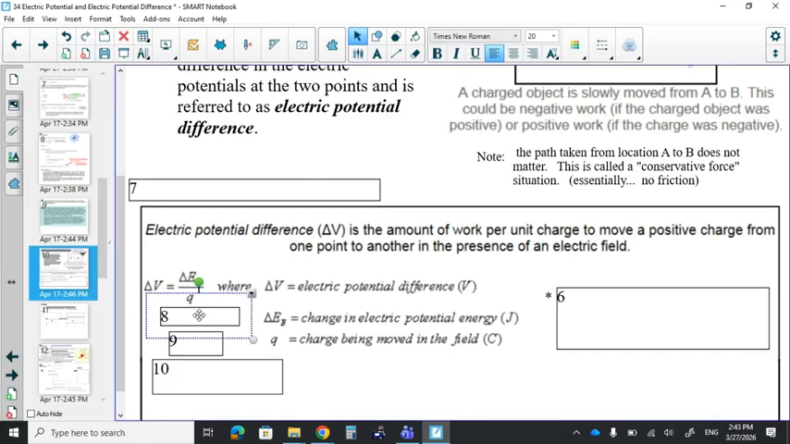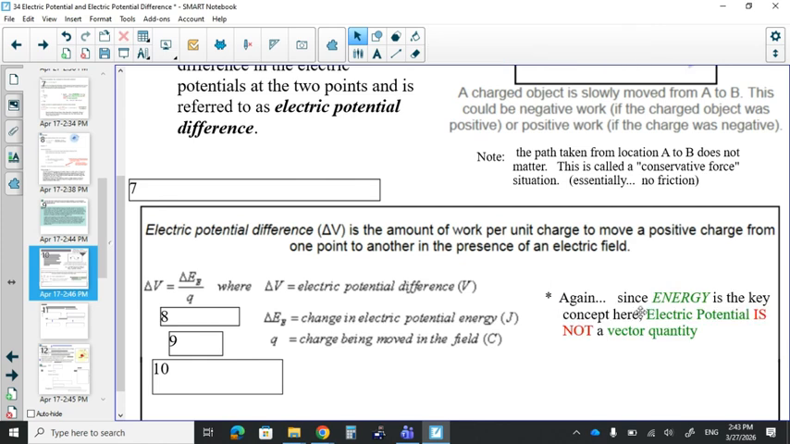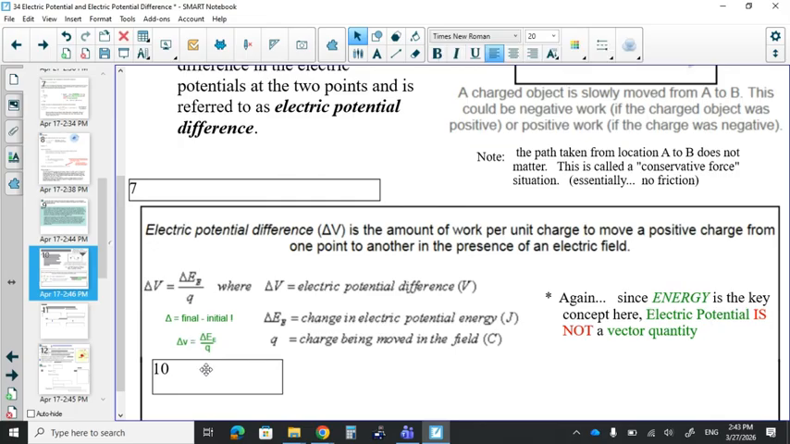Again, there's positives and negatives and so on, but delta, of course, is final minus initial. So really, you can look at this as delta V equals delta E over Q. Delta V, change in electric potential energy per coulomb. Well, there it is, electric potential energy per coulomb. They're both just changes, right?